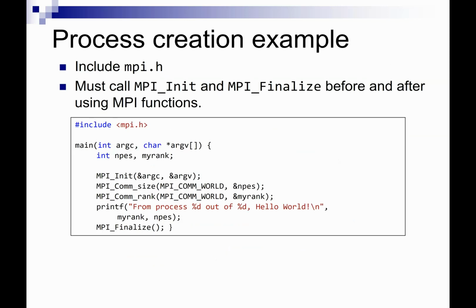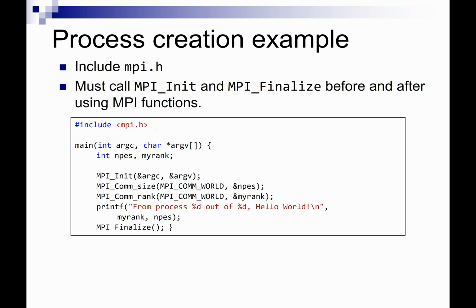Next, let's look at how to create processes in MPI. The first thing you need to do, if you want to use MPI, is include the MPI header library. Then, in order to start your MPI program, you need to call the function MPI_Init. After you're done using MPI, you need to call MPI_Finalize. Now here's a simple example program. It's basically a hello world program in MPI. The first thing we do is include the MPI header.